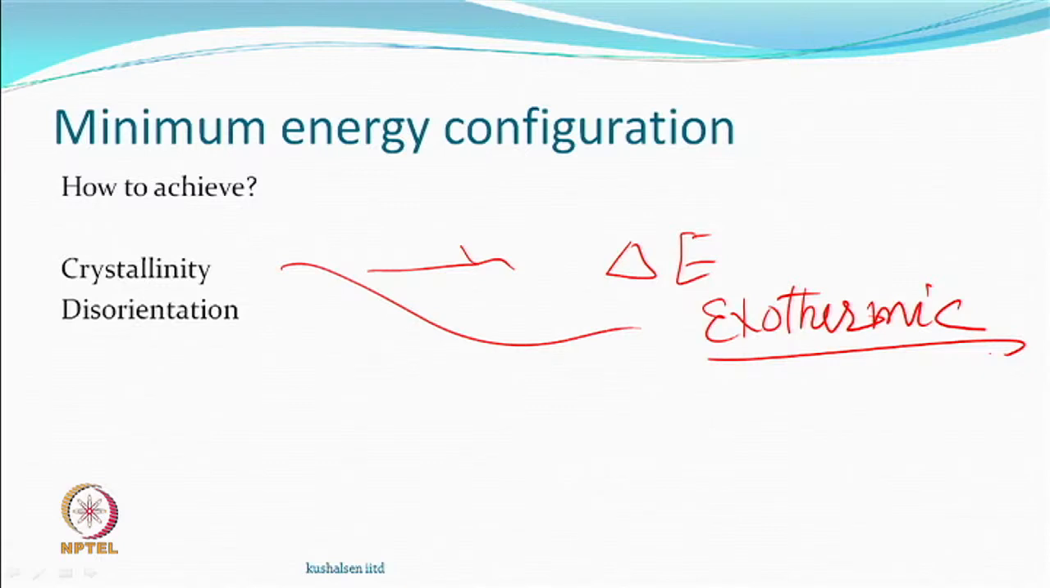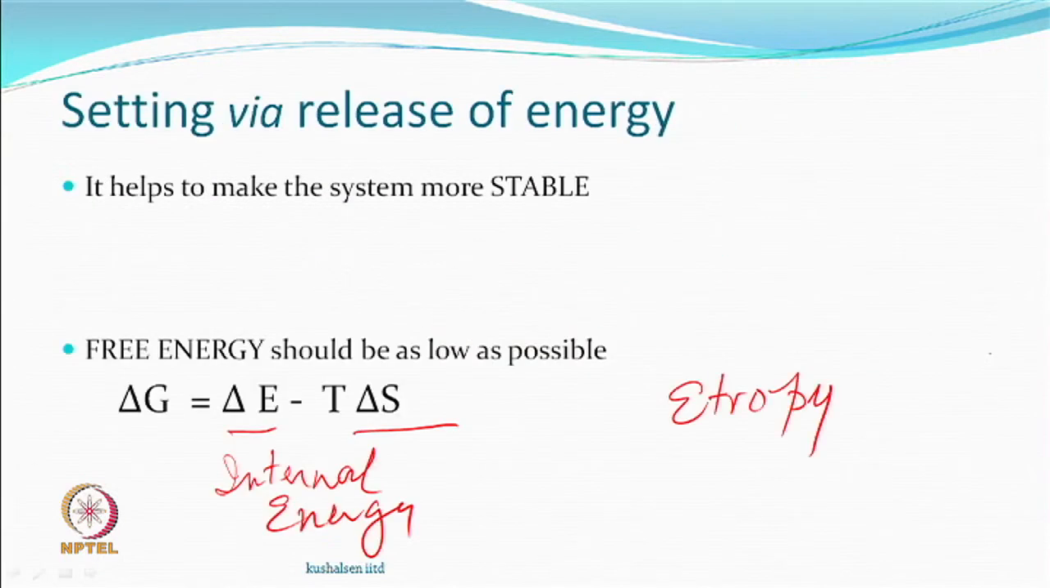Is that right? And if this is negative, it is helping delta G also to go towards the negative. Then there is the other component, which is called the entropy. The entropy must increase. Whatever thing happens, the randomization is preferred. That is the thermodynamic part of it. And so, if delta S is positive, then it helps. If delta S is negative, then we are not sure.